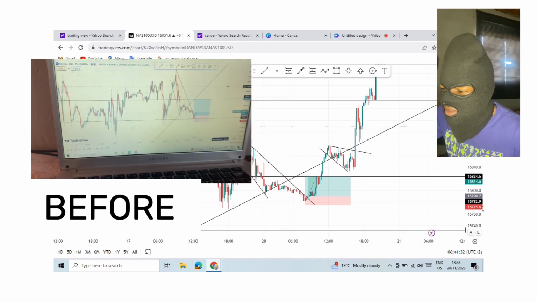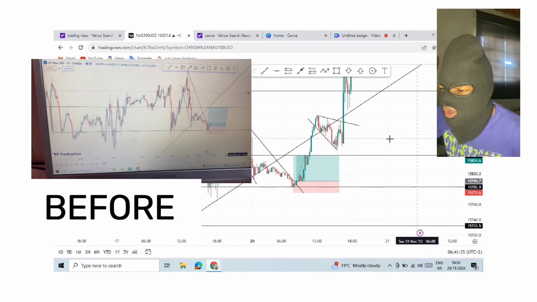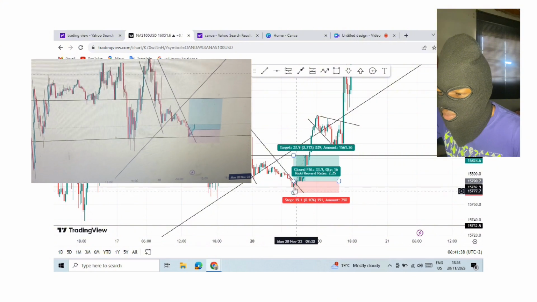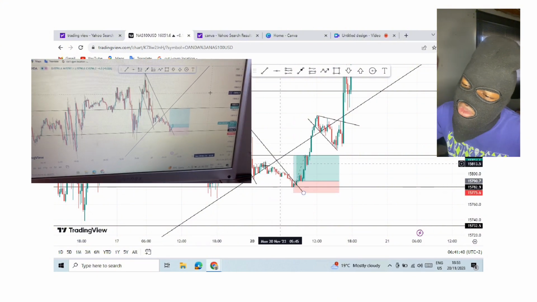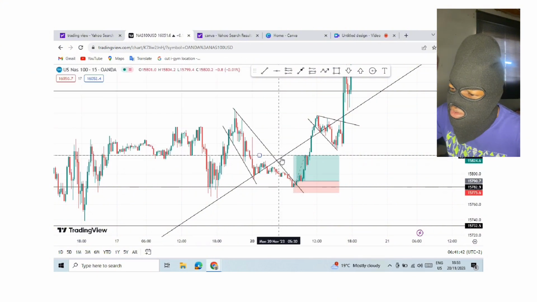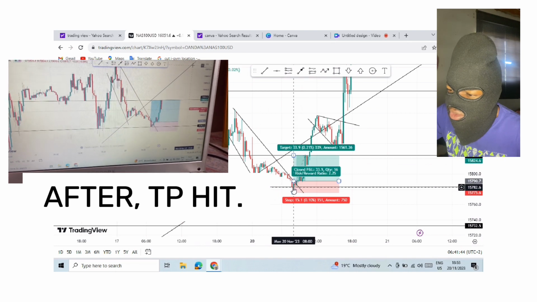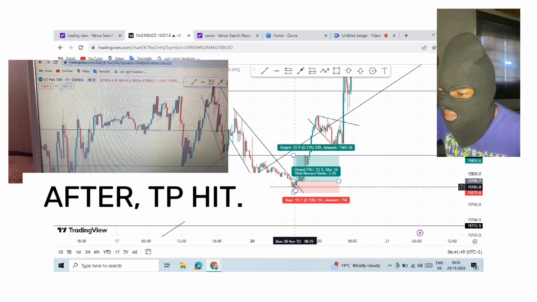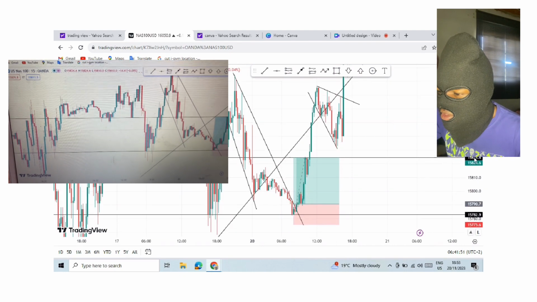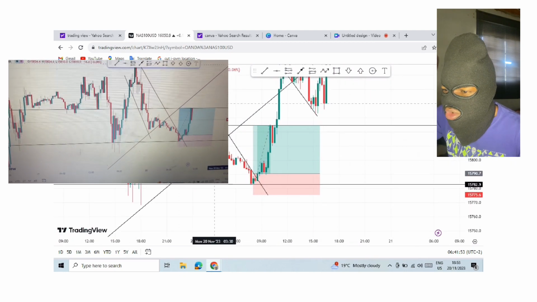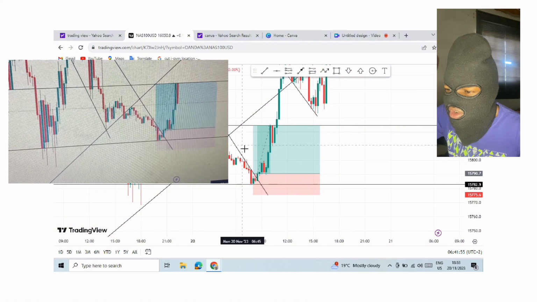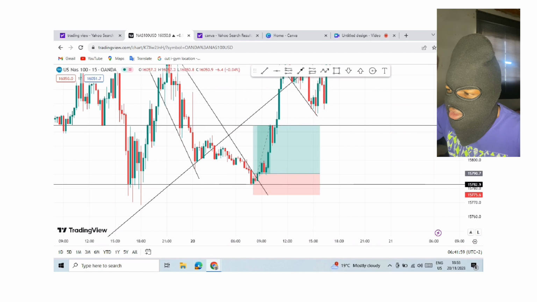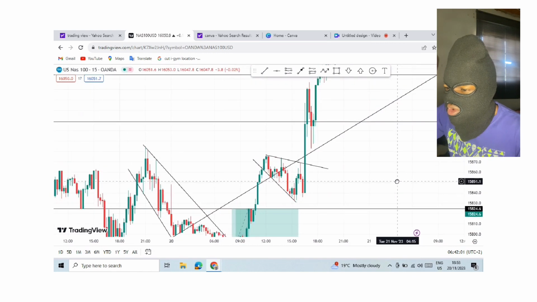Remember, in the previous video that I uploaded, I said we are on this correction over here, and if price breaks this trend line, we might see price going to the upside, and that's exactly what happened. As you can see, once price broke our correction trend line here, we jumped in with a buy and it went to hit our take profit.